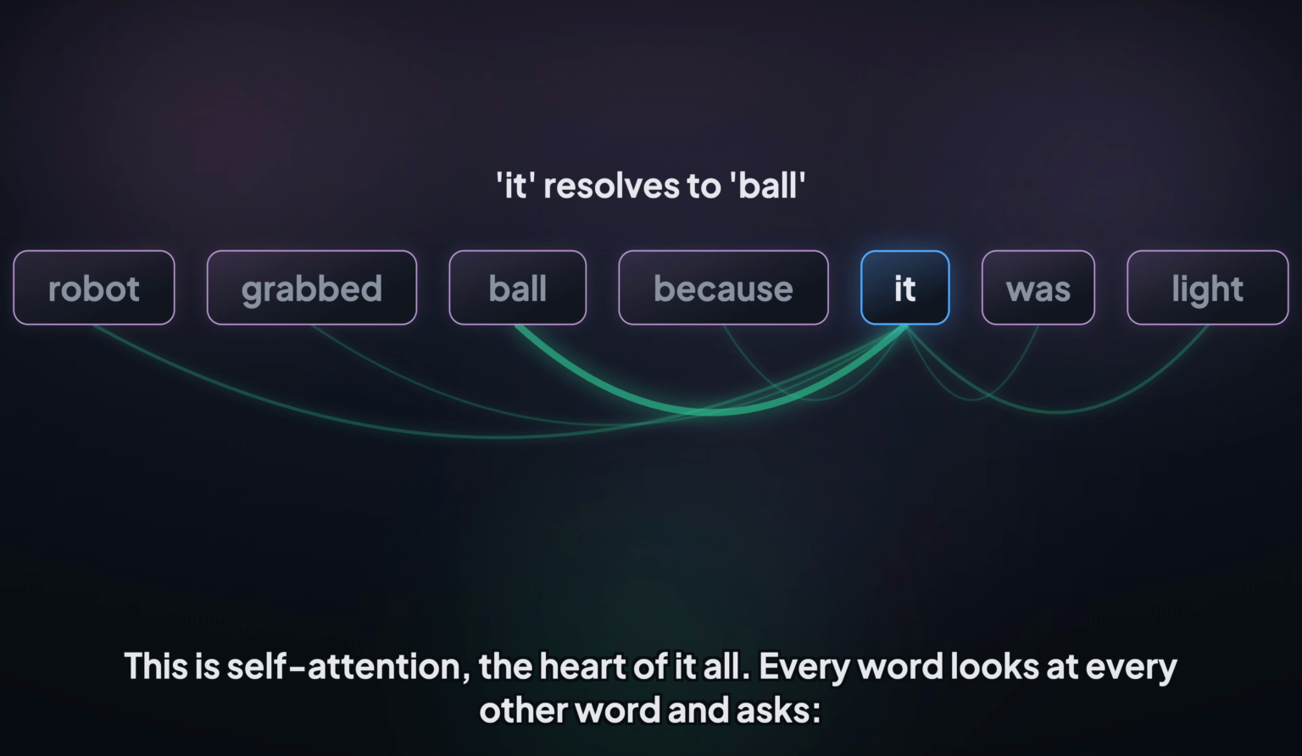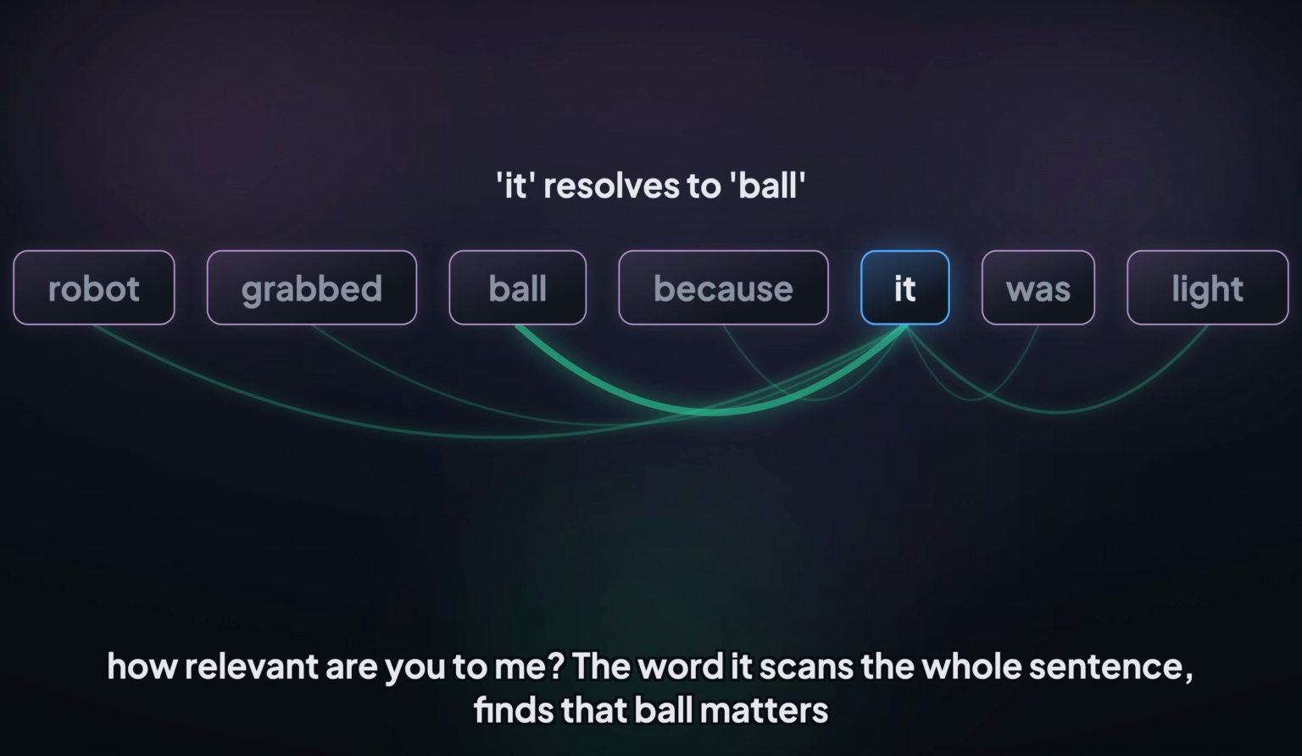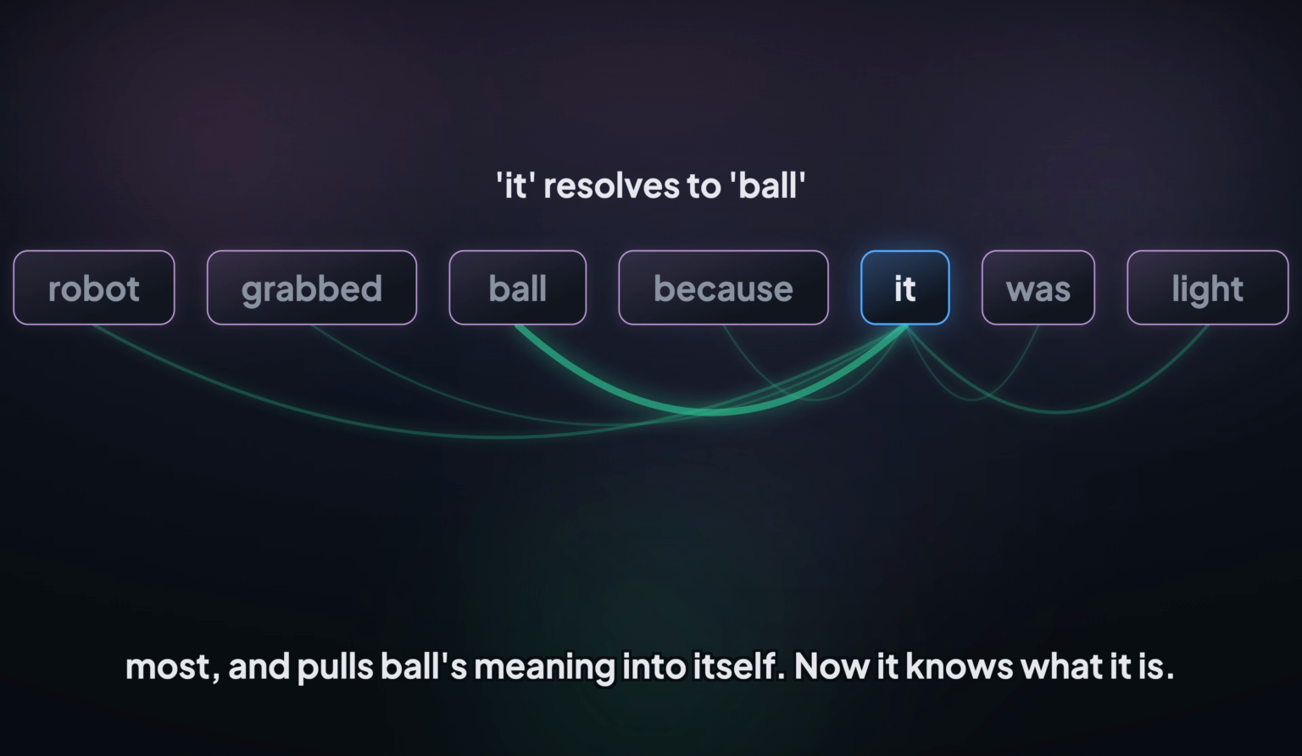This is self-attention, the heart of it all. Every word looks at every other word and asks, how relevant are you to me? The word it scans the whole sentence, finds that ball matters most, and pulls ball's meaning into itself. Now it knows what it is.